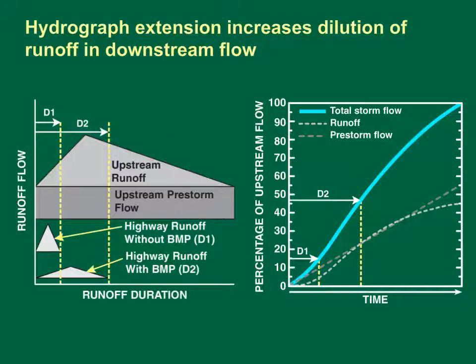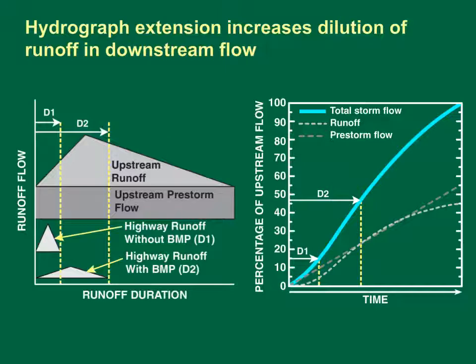The diagram on the left shows the runoff hydrograph from a basin upstream of the site of interest and 2 potential hydrographs from that site. The hypothetical graph on the right shows the cumulative percentage of the total upstream storm flow that occurs as the storm progresses. The diagram shows 2 potential runoff hydrographs from the site of interest, one with a short duration, D1, and the other with a longer duration, D2.